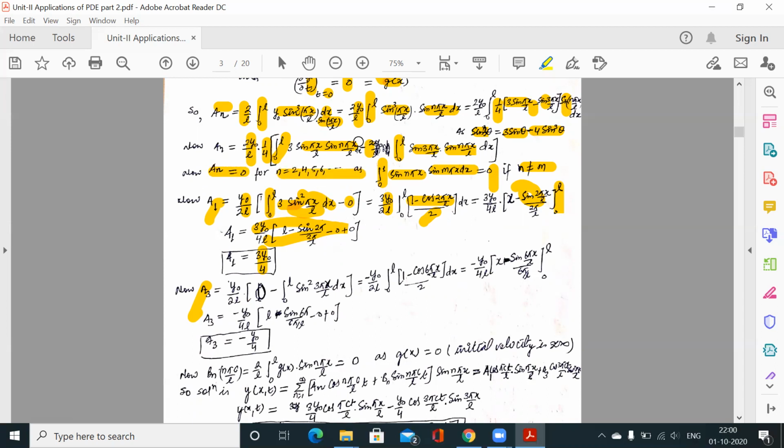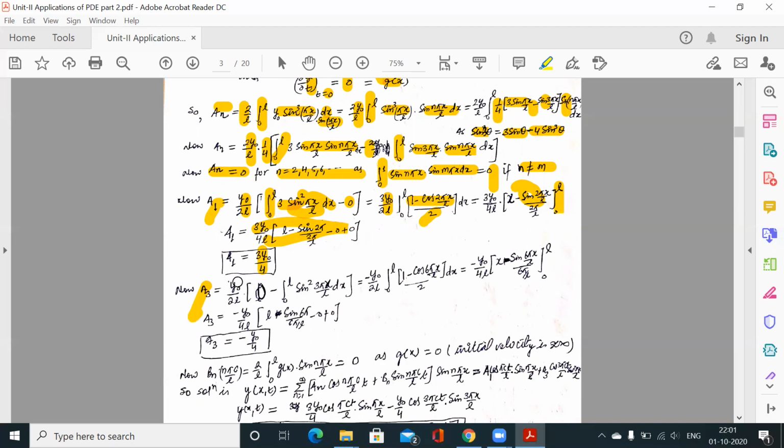Because in all the cases, suppose for n equal to 2, this is sine pi x, 2 pi x, angles are different. This is 3 pi into 2 pi x, angles different. For n equal to, suppose, 4, this is pi, this is 4 pi, different. 3 into this is 3, this is 4, different. So for all these values, an would be 0. Only a1 will be non-zero and a3 would be non-zero.